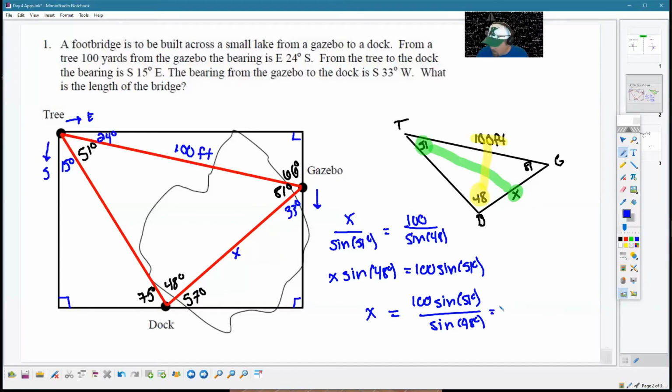So 100 sine of 51, and then we'll divide that by the sine of 48. And also, don't forget, we're plugging in degrees. Make sure your calculator or whatever you're using to find these answers, Desmos, whatever, is set in degrees, okay? So this tells me 104.6 if we round it to one place. And we know that's measured in feet because this distance was given in feet. So that's where our feet come in right in here with this 100. So that distance for our bridge needs to be about 104.6 feet long, okay?